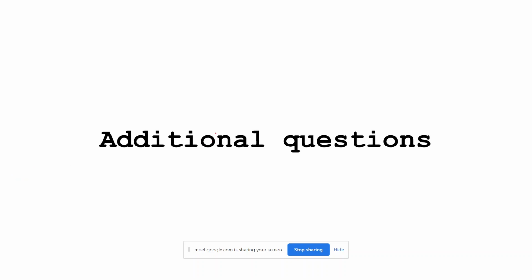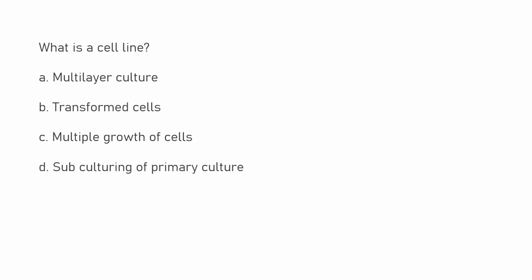So the questions that I discussed till here were from the week 0 assignment. Now I have some additional questions, which are similar to the questions that we discussed earlier, but which will add up to your knowledge of basic cell culture technology. So the first is, what exactly is a cell line? Is it a multi-layer culture? Is it a culture of transformed cells? Is it multiple growth of cells, or is it subculturing of primary culture?